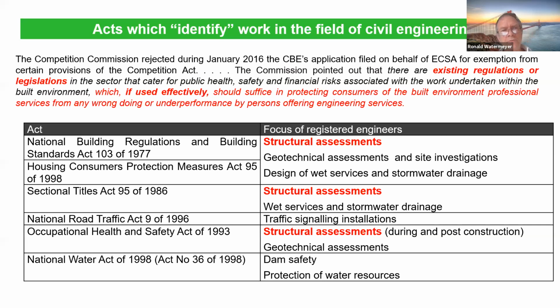Now, the submission was made to the Competition Commission to get exemption from the rules so that work identification could come in, because it was seen to be restrictive in terms of restricting people to work in particular areas. Now, the Competition Commission rejected this during 2016, the application filed on behalf of ECSA, and they pointed out that there exists existing legislation in the sector that caters for public health, safety, financial risks associated with the work undertaken within the built environment, which, if used effectively, and I think that's the big thing, if it's used effectively, should suffice in protecting consumers of the built environment professional services from any wrongdoing or underperformance by persons offering engineering services.